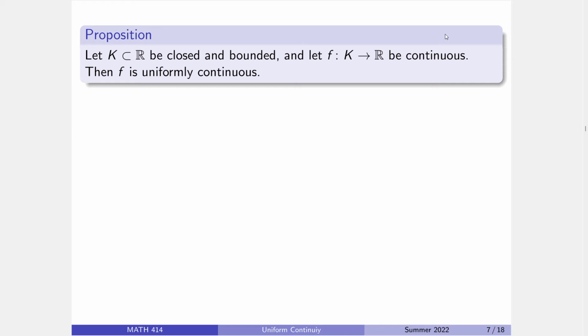Alright, and historically speaking, this is actually what was originally proven. So while Lebl sticks to the simpler case of K equal to [a, b], it was actually proven for a closed and bounded set. This statement right here was originally proven by a guy named Heine, H-E-I-N-E, and he used the closure and the boundedness.